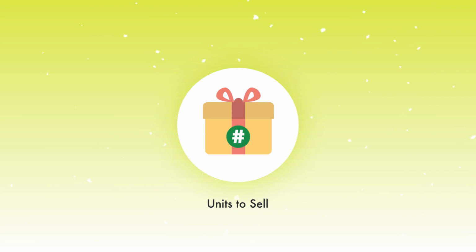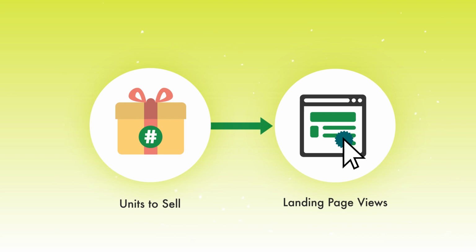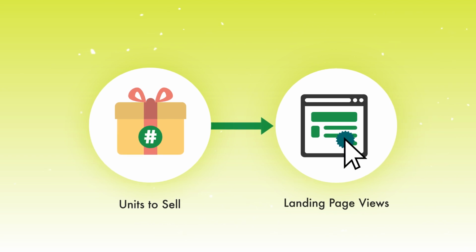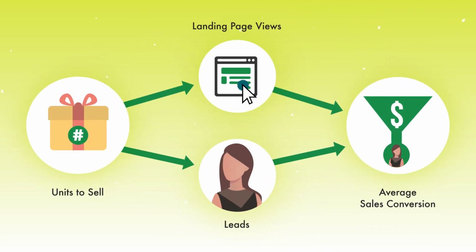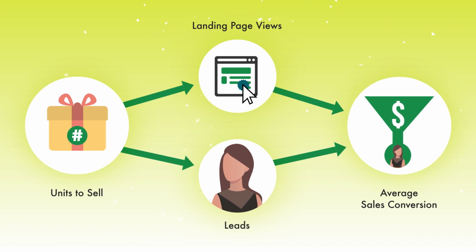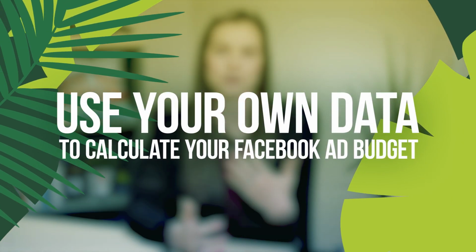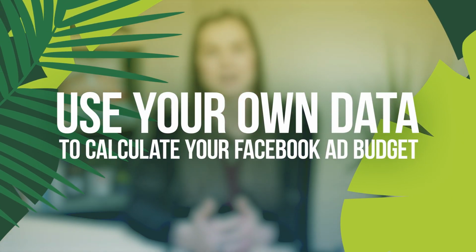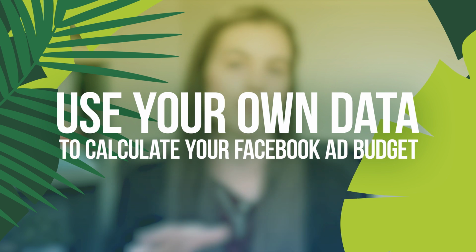Now, once we have the number of units we want to sell to achieve our sales, we need to define either how many landing page views we need from our ads or leads. And the way we do that is we figure out our average sales conversion. So I'm going to walk you guys through a couple of industry averages. If you have data of your own from anything you've previously done, absolutely use that and plug it into this formula.